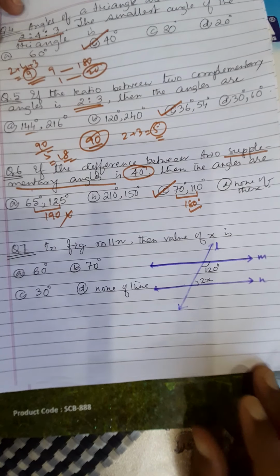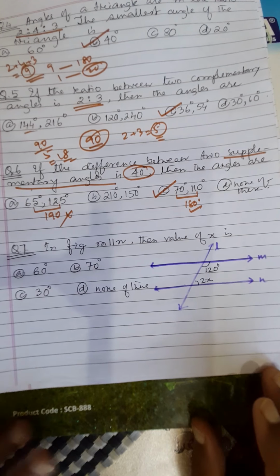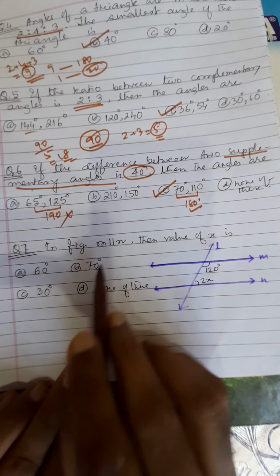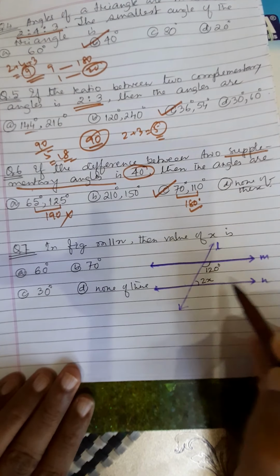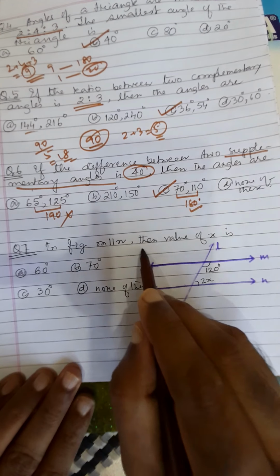This we have to find out. Question number 7. See question number 7. What is question number 7? In a figure, m is parallel to n. Then find the value of x.